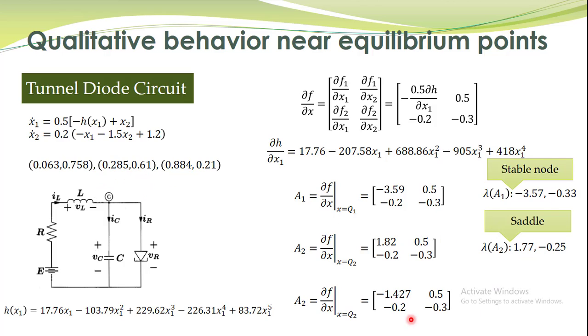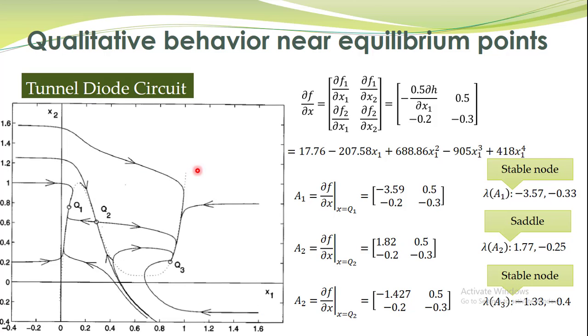Third equilibrium point: we evaluate this Jacobian matrix at the third equilibrium point. We have this matrix. Eigenvalues of this matrix can be easily computed. These come out to be equal to minus 1.33 and minus 0.4. So what is the qualitative behavior? Stable node. So the qualitative behavior of this nonlinear system near this equilibrium point will be a stable node, and that is what we have seen from the phase portraits already.